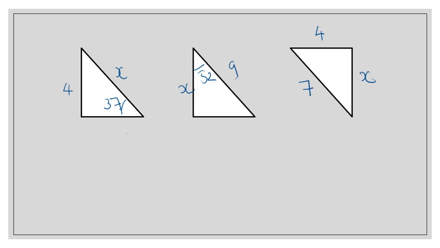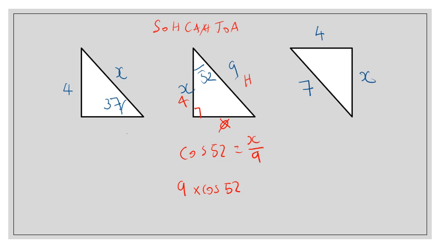So next we'll look at the middle question. So we've got another right angle triangle. We're going to use SOHCAHTOA again. We've got the hypotenuse and the adjacent. There is the opposite. We're not going to use the opposite. So we're going to use A and H. So we're going to say cos 52 equals A over H, so x over 9. This time x is at the numerator at the top, so we need to times by 9. So 9 times cos 52.